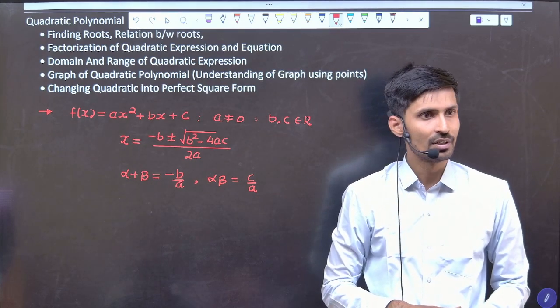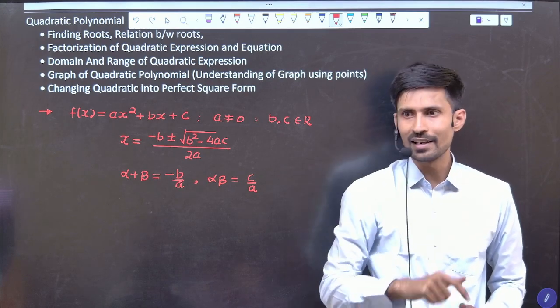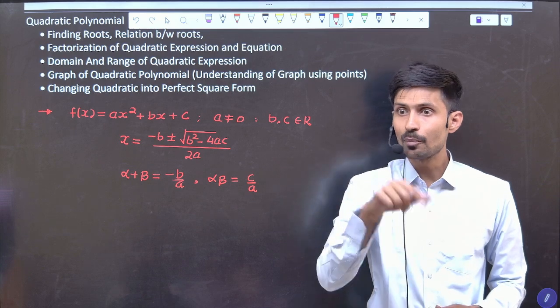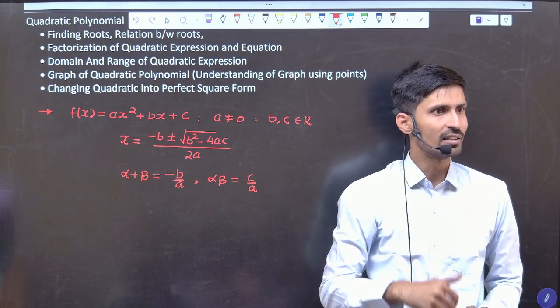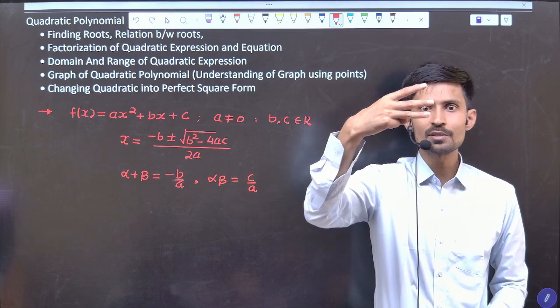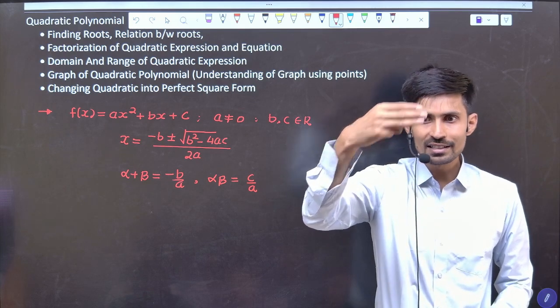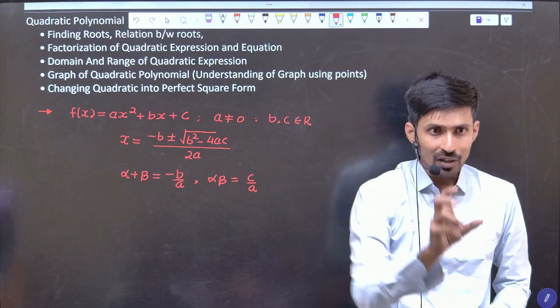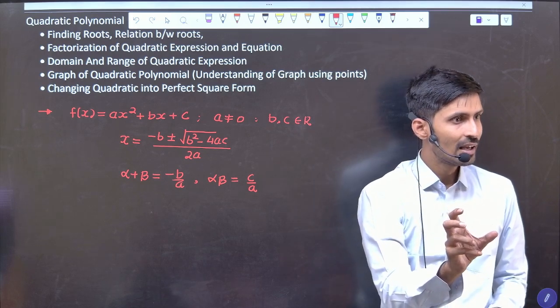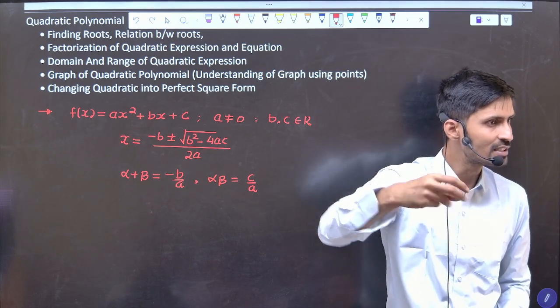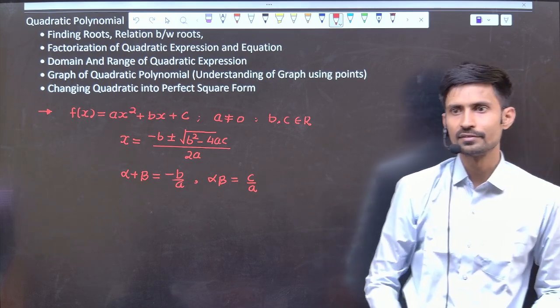Yes or no? Squaring we learned in squaring. Reciprocal we learned in reciprocal. So can you see those 3 small steps were coming in one question, and if you don't know any one of these, you cannot solve that question.